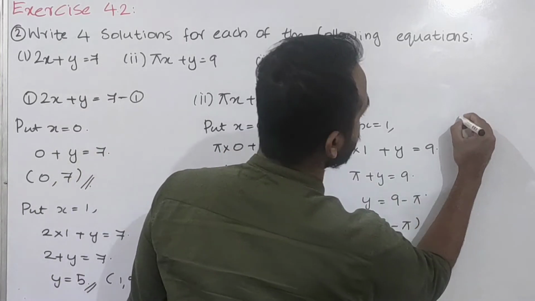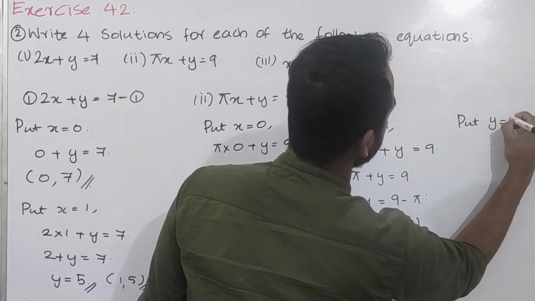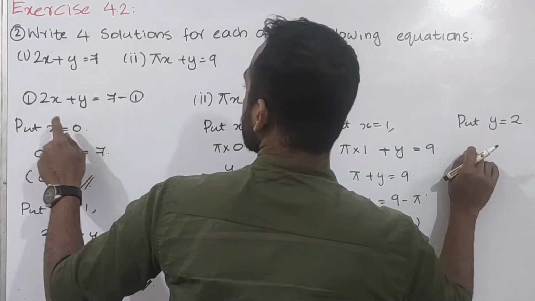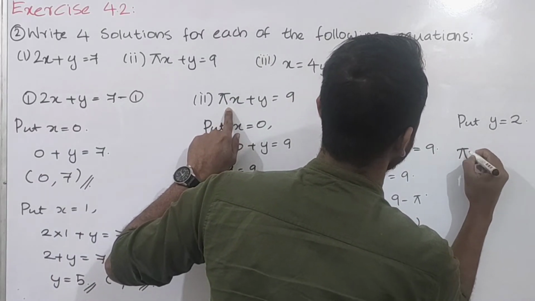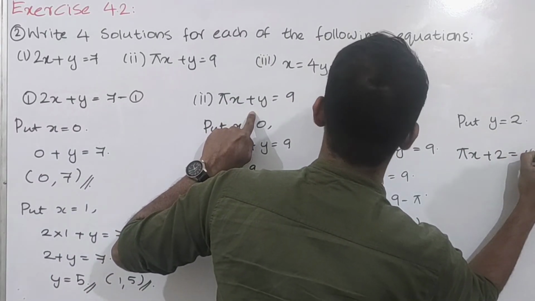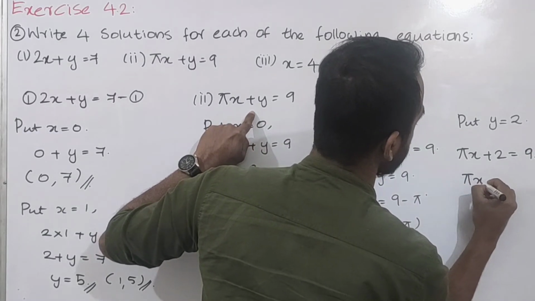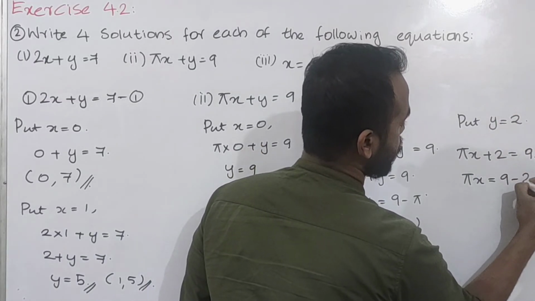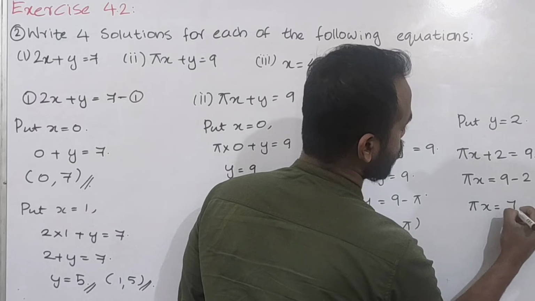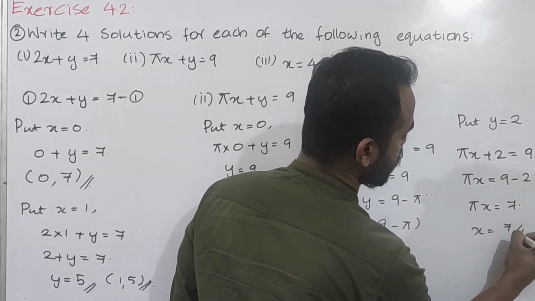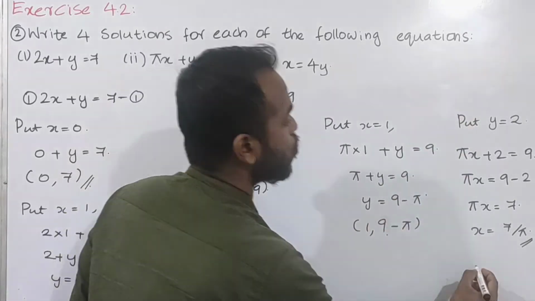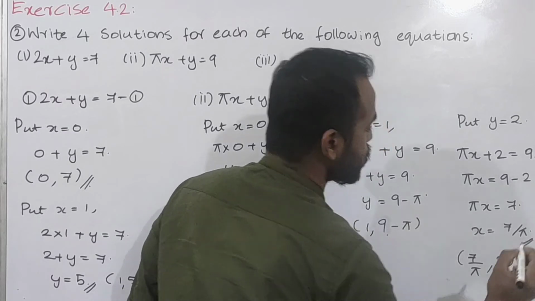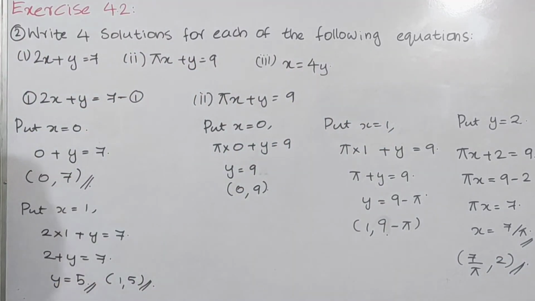I will find out one more value. Put y is equal to 2. We can substitute any values for x or y, no issues. So how will the equation be? Pi x plus 2 is equal to 9, or pi x is equal to, if you take 2 to the other side, what will happen? It will be 9 minus 2. Pi x is equal to 7, or x is equal to 7 by pi. So how will the coordinate be? It will be 7 by pi, comma, what's the y value? 2. So this is also a solution for the equation pi x plus y is equal to 9.